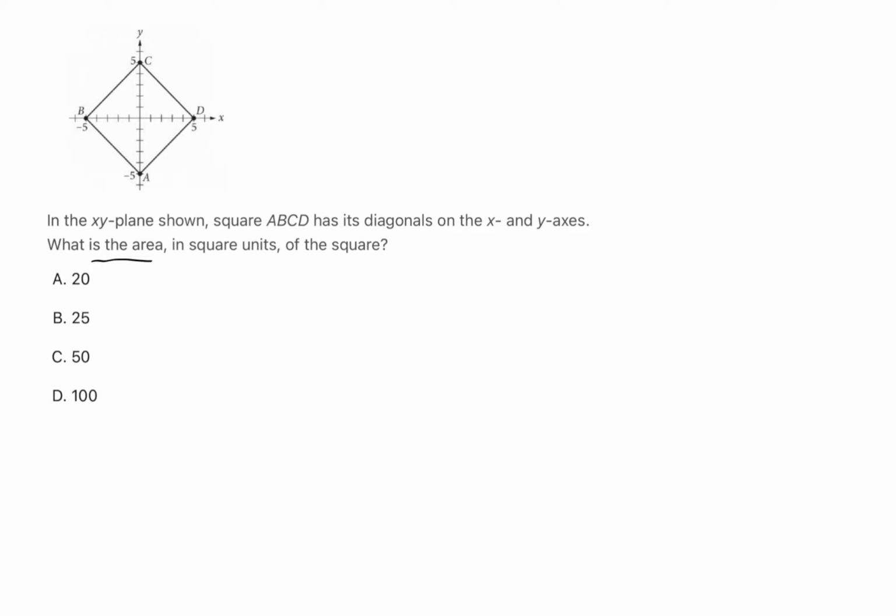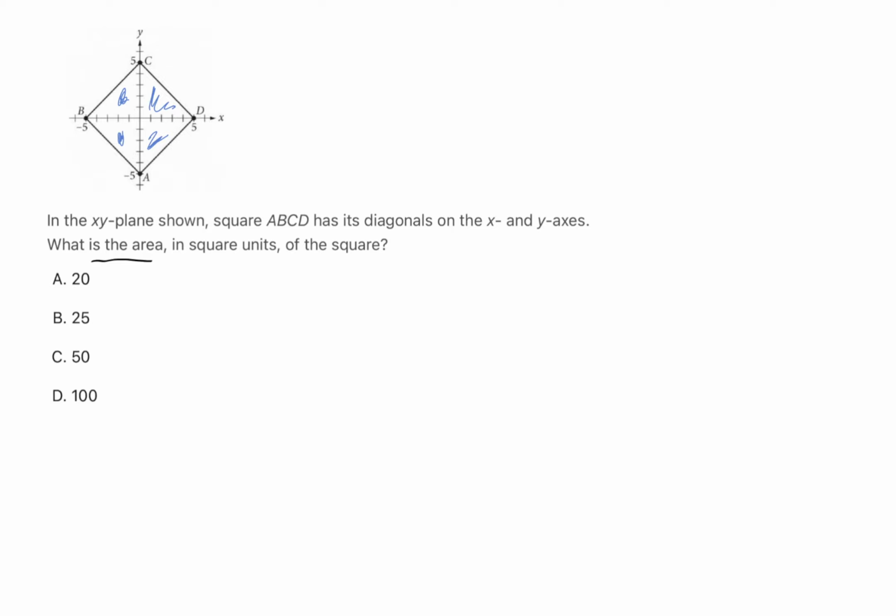The first way to approach this is recognizing there are four separate right triangles here, and we can find the area of one triangle and just multiply that area times 4, and we'll get the area of the whole square. So let's try that one first.